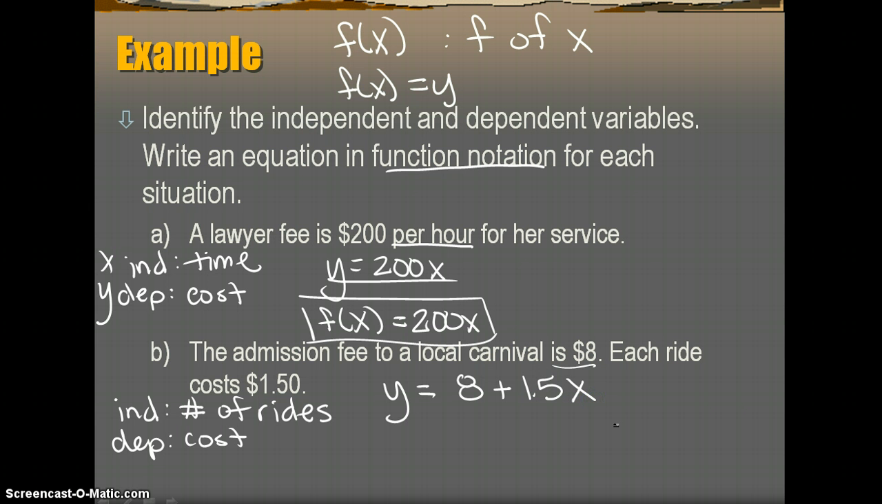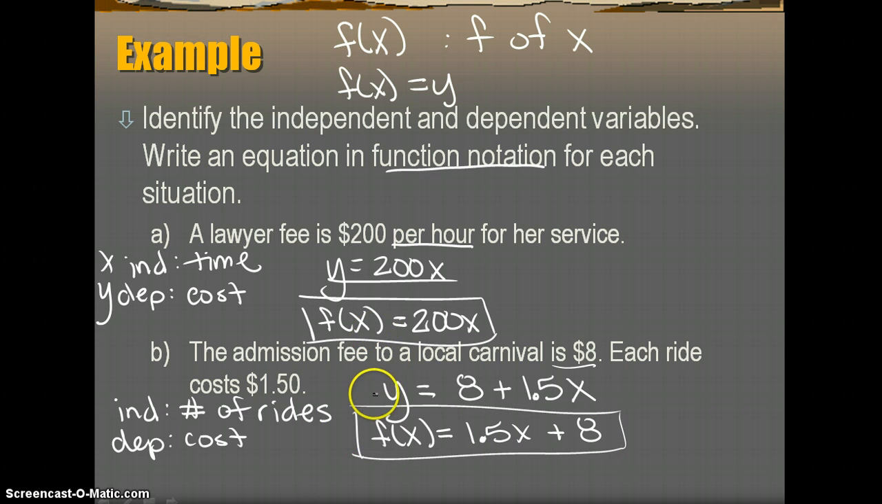Now again, to rewrite this into function notation, all you need to do is take away the y and put an f of x in its place. Also, it should always go variable to constant, so it would be 1.5x plus 8. And that would be the end of that example. Again, I do apologize when I said that. Please remember that it is y becomes f of x, not f of x becomes y.